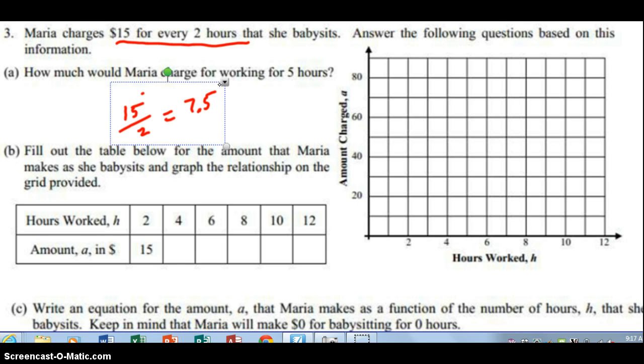So how much would she charge for 5 hours? Can I go 7.5 times 5? 7.5 times 5 is what? 30. What is it? 37. So she'd get $37.50 for babysitting for 5 hours.